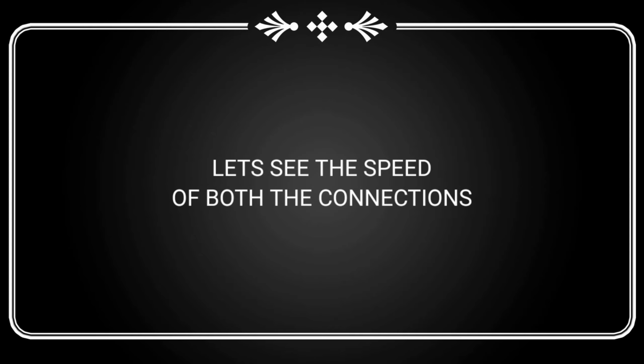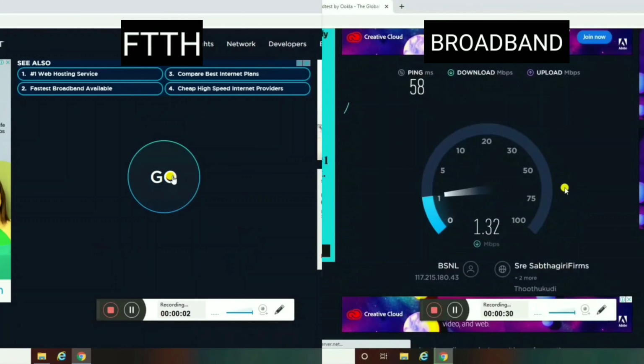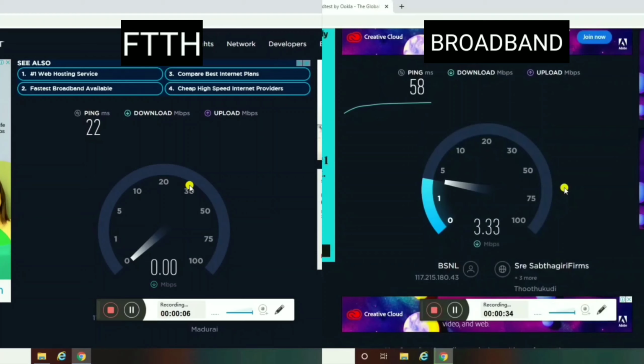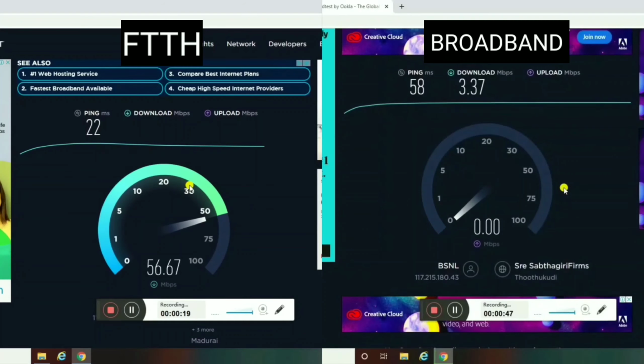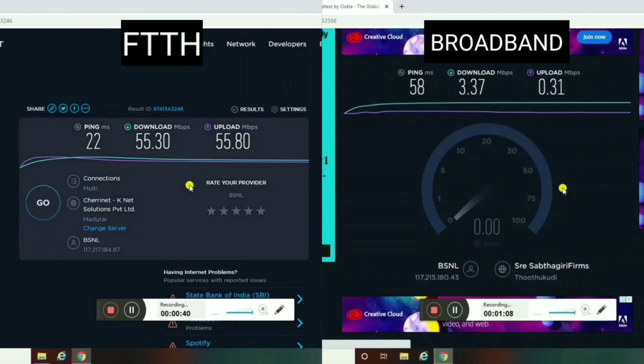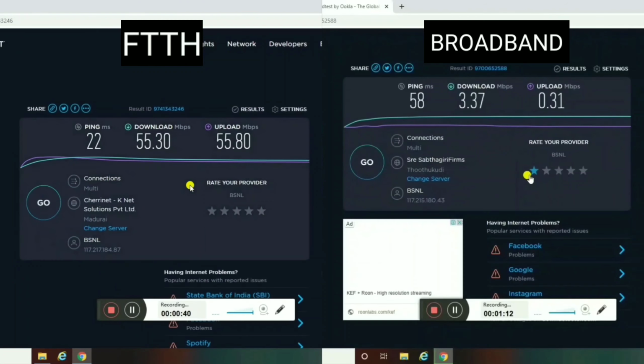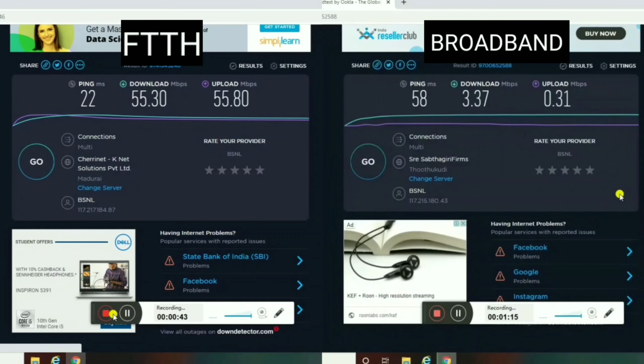Let's see the speed test of these connections. Both the fiber and the broadband have the same plan, but the speed of the fiber is much higher than the broadband.